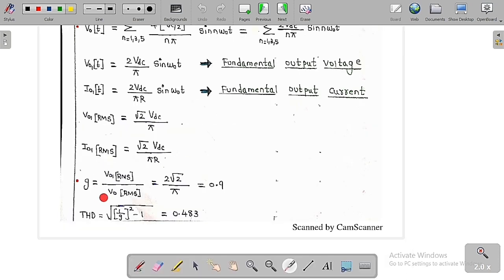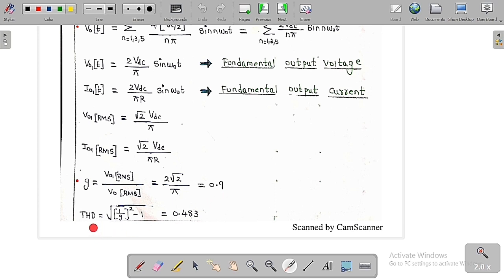Based on this, I want to find the value of the distortion factor based on the output voltage. G is the distortion factor, the ratio of the RMS value of the fundamental component of the output voltage to the RMS value of the overall output voltage. The RMS value of the fundamental component is root 2 VDC by pi, whereas the RMS value of the overall output voltage is VDC by 2. If you take the ratio of these two, we get 0.9. So 0.9 is the distortion factor.